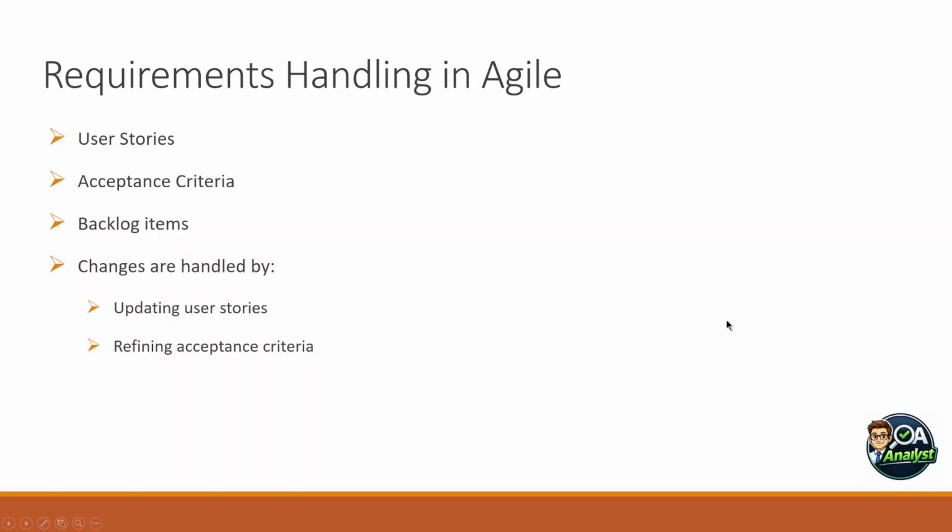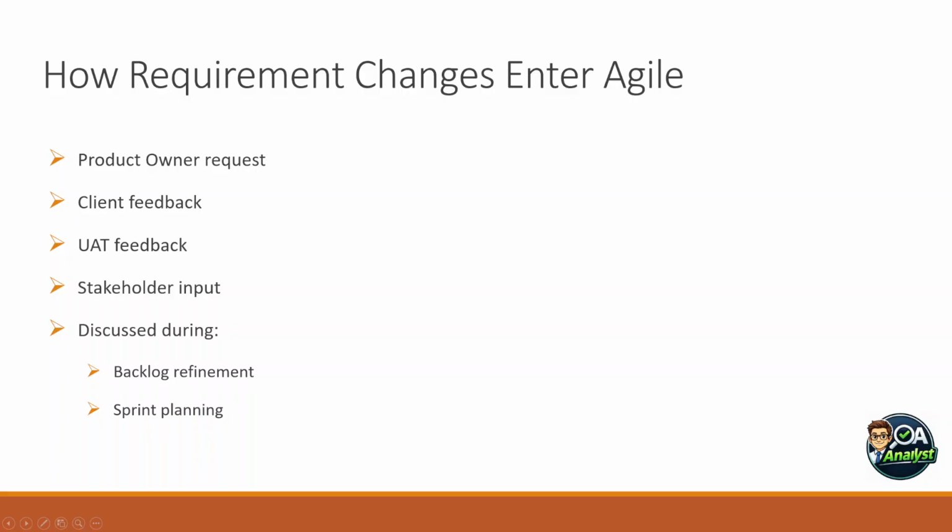So how do requirement changes enter the Agile system? Now let us understand how the changes actually come in. The requirement changes may come from the product owner, from the client feedback, from the UAT testing feedback, or from the internal business stakeholders. These changes are usually discussed during backlog refinement meetings, sprint planning, or sometimes during the sprint itself. So nothing is done silently.